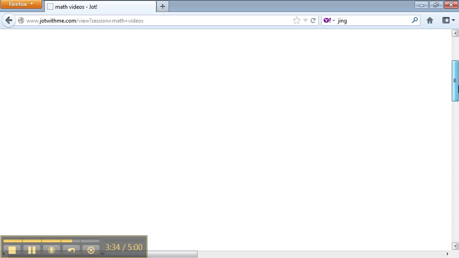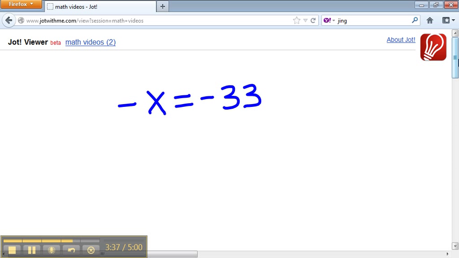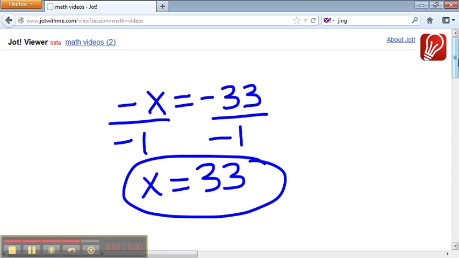We have the x all by itself on that side, except it still has that negative sign, which, remember, was a negative 1. So we're going to divide both sides by negative 1, and when we do that, we will get x equals negative divided by negative gives us positive 33. So we've solved the equation and the solution is positive 33.